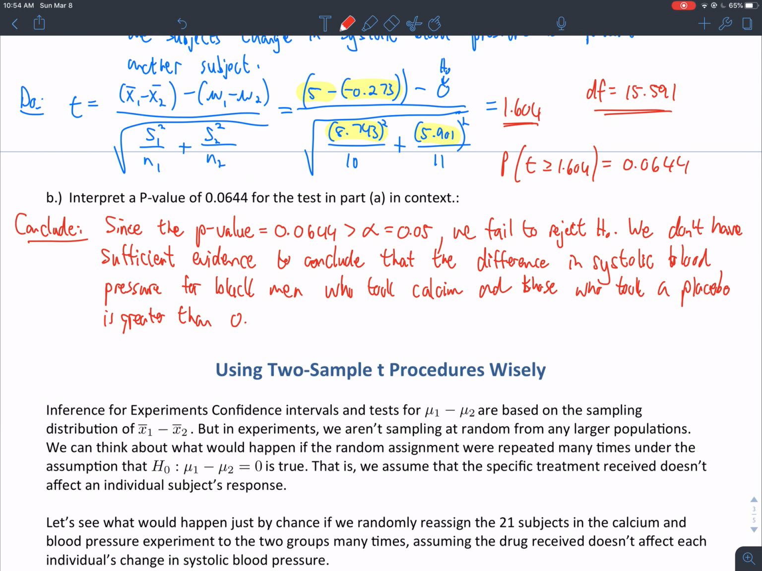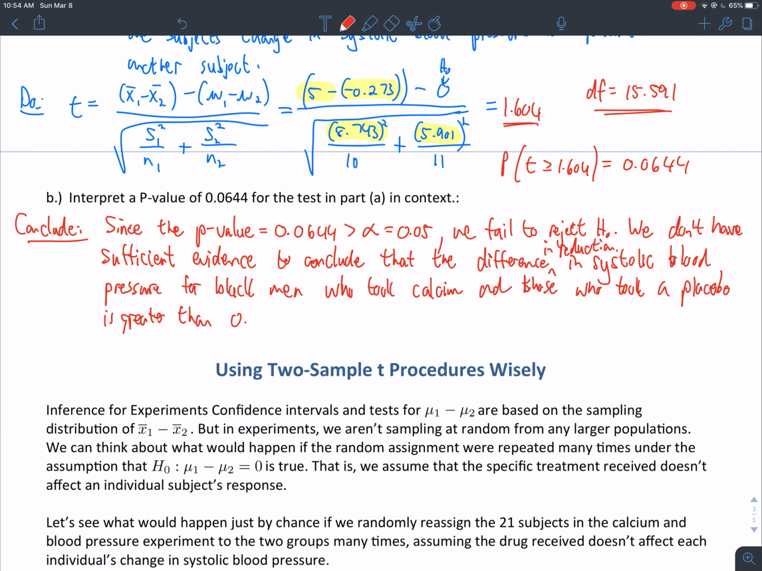All right. I think this can be stated a bit more clearly. We don't have sufficient evidence to conclude that the difference in reduction, I guess, in systolic blood pressure, yeah, for black men who took calcium and those who took placebo is greater than 0. Okay? So, okay, that's fine.